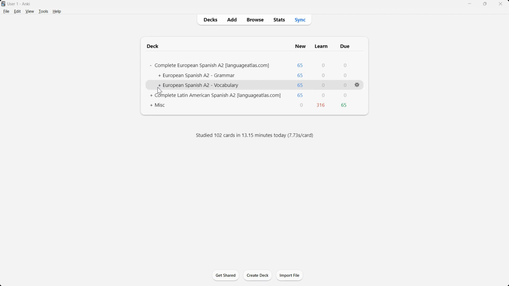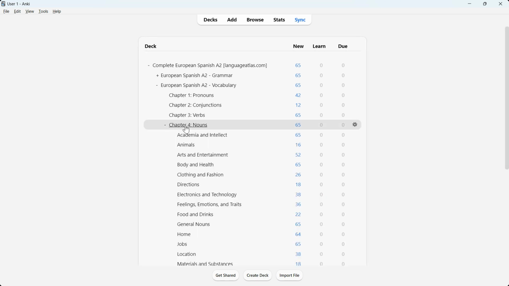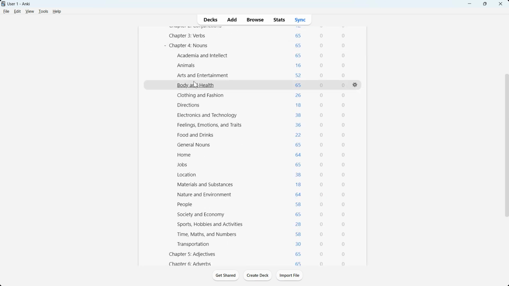Now I'd like to show you the European Spanish A2 vocabulary one. So over here you can see we have 8 chapters. We have pronouns, conjunctions, verbs, nouns, adjectives, adverbs, prepositions, and determiners. If I click on this icon over here, you can see we have chapter 4 nouns, and you can see that there are 20 subjects inside it.